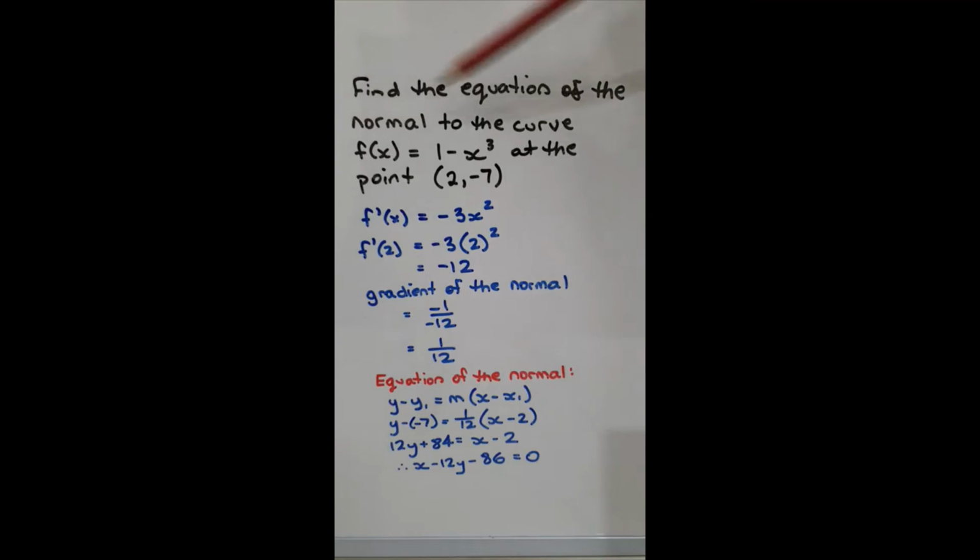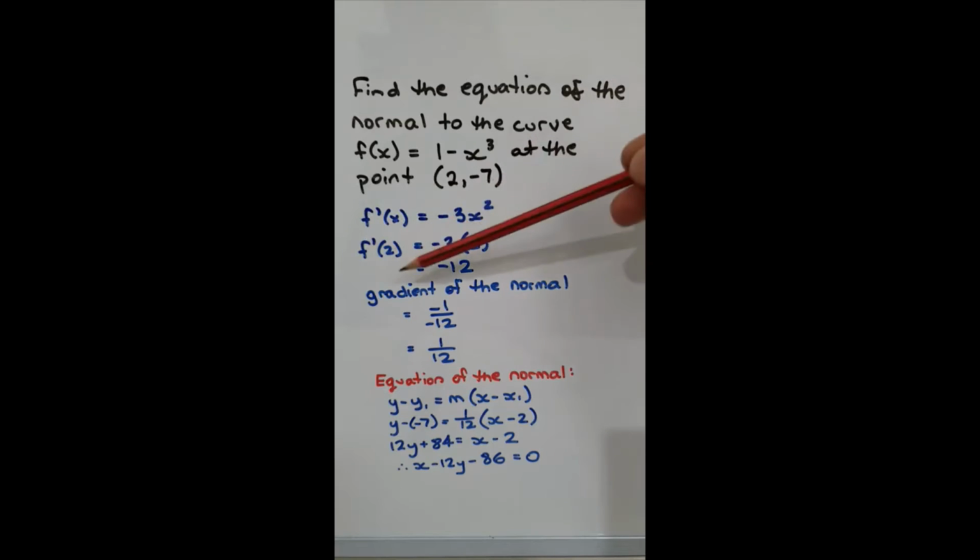Find the equation of the normal to the curve f of x equals 1 minus x cubed at the point (2, -7). Our first step is to differentiate the function to find the gradient function. So f dash of x is equal to -3x squared. Our next step is to find the gradient of the tangent at the point where x equals 2. So f dash of 2 is equal to -3 times 2 squared, which is equal to -12.